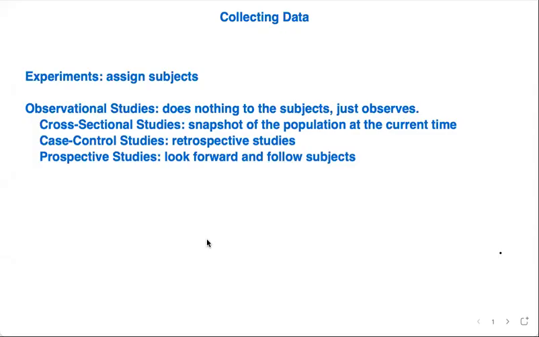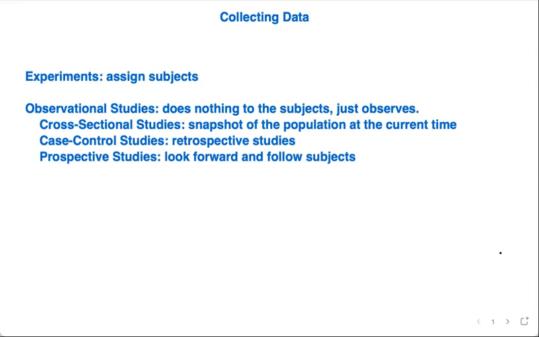Now, this has a lot of definitions, collecting and gathering data, and it starts by discussing the difference between experiments and observational studies. Now, experiments, you're assigning subjects different types of either treatments or factors and levels, which we're going to be discussing in a bit.